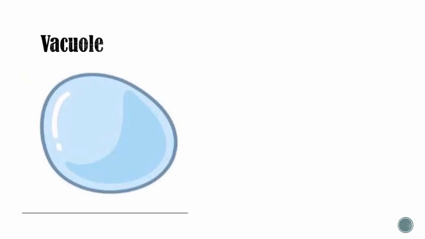The vacuole. The vacuole is what stores water within the cell. In plant cells, there's usually one large vacuole, but in animal cells, there are usually multiple smaller ones. And what this does is it controls the amount of water within the cell, and it is a storage for water.